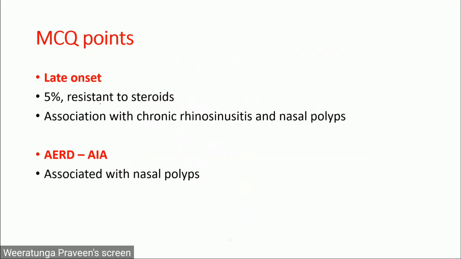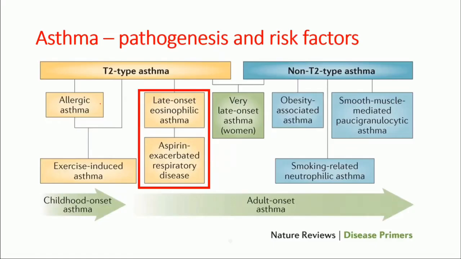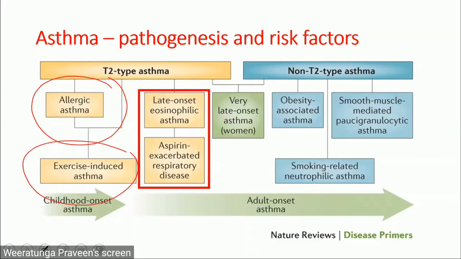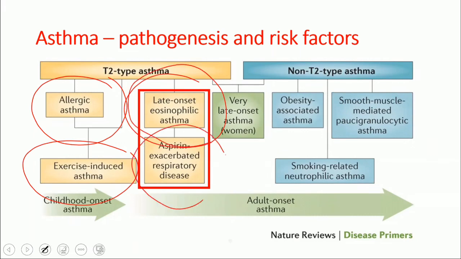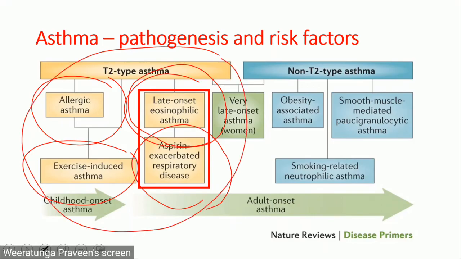Now, a few important MCQ points about some of these asthma syndromes. As I said, these are called endotypes and phenotypes. This is the classical allergic asthma that you see in children. Exercise-induced asthma is obviously brought on by exercise, which you know. But there are various other things, like late onset asthma in adults, which is eosinophilic asthma, and aspirin-related asthma. These are all various asthma syndromes. All of these have an IgE-mediated pathogenesis in all of these types.